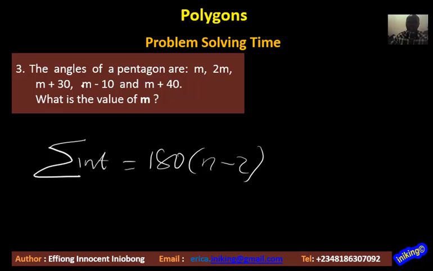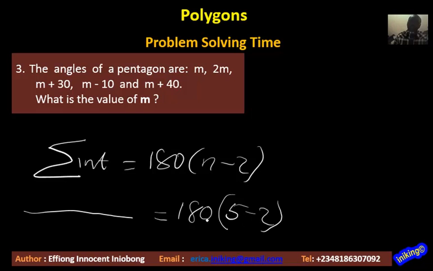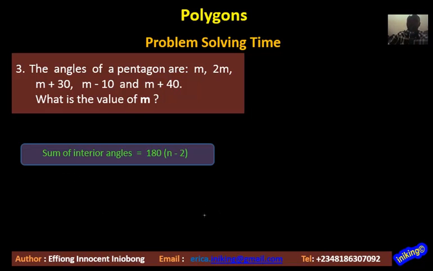Since we have been given all these angles, we are going to add up all those angles on the left hand side and equate it to 180 times n minus 2. Being a pentagon, we have 5 sides, so 5 minus 2. So that's it there. That's the expression we are going to make use of. Sum of interior angles equals 180 times n minus 2.